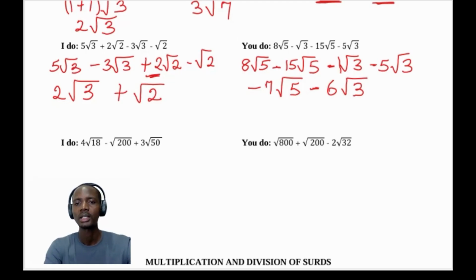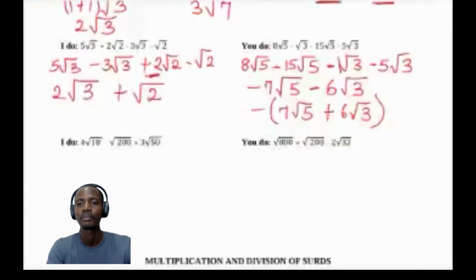Now, can we add or subtract this? No, we cannot because they are not similar, right? But I can choose to factor out the minus sign. If I factor out the minus sign, that gives us negative 7 root 5 plus 6 root 3. So we have an answer this way, or we have it this way, right? So we still have the same thing.